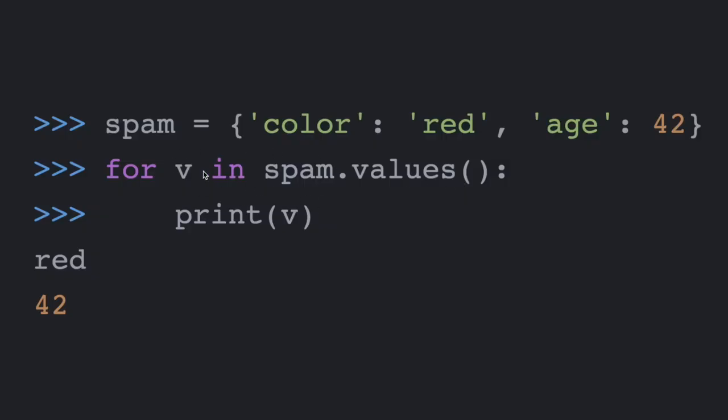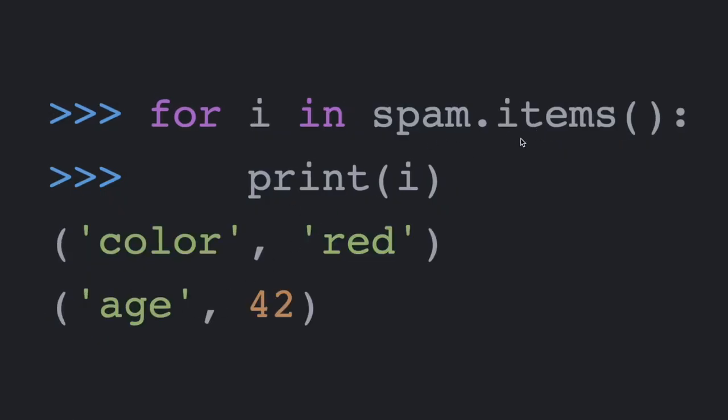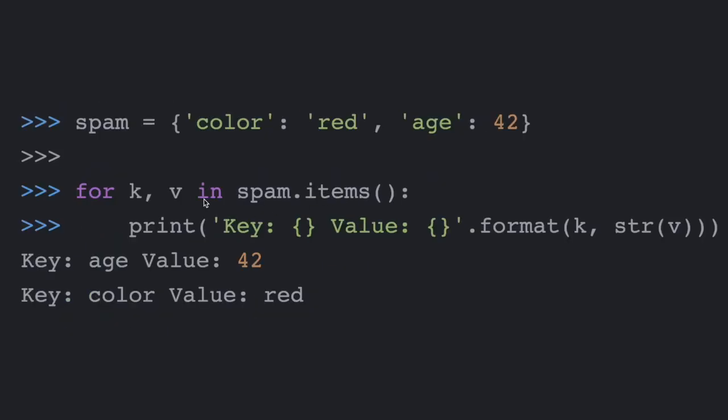So in this for loop, we're looping through all the values, and we're printing the values, red 42. You can do the same thing with the keys. So .keys, and now we're printing the keys. And then with .items, we can print each item in the list that has the key and the value. And here we're storing the key and the value into these variables as we iterate over the dictionary.